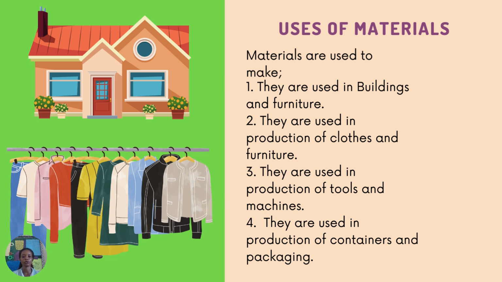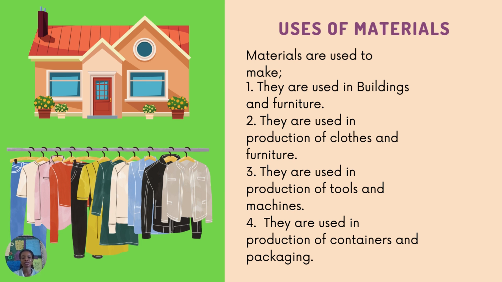Number two, materials are used in the production of clothes. Cotton material is used in the production of clothes. Your shirts, trousers, skirts, tops, sweaters, they are made from materials such as cotton and wool.